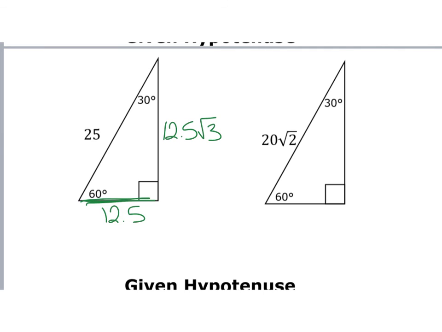So, if my hypotenuse is 20 square roots of 2, what's my short leg? 10 square roots of 2, because you just divide it in half. Then we do 10 square root of 2 times the square root of 3, and that's 10 square root of 6. Very good.